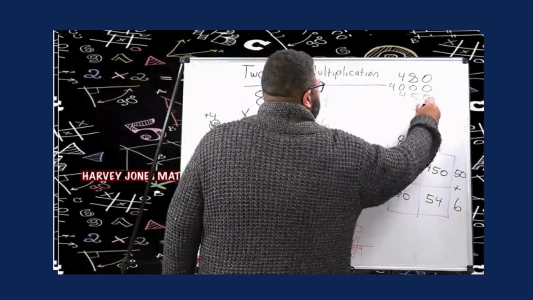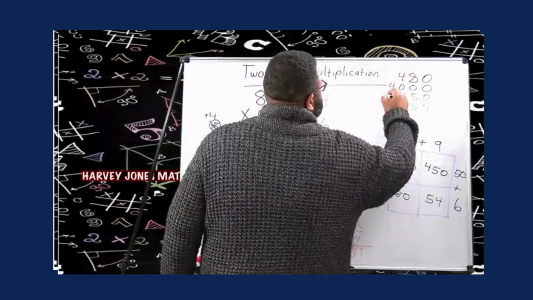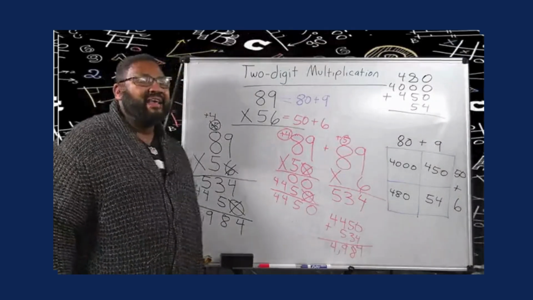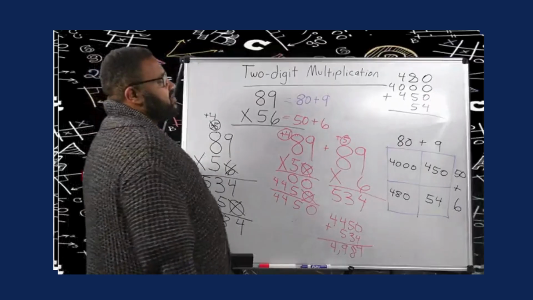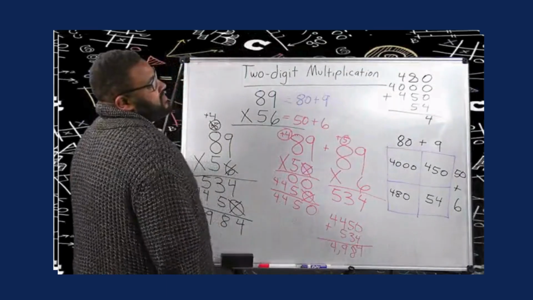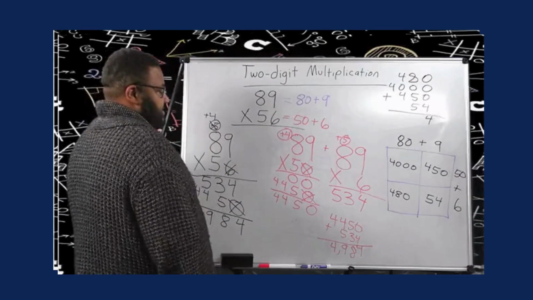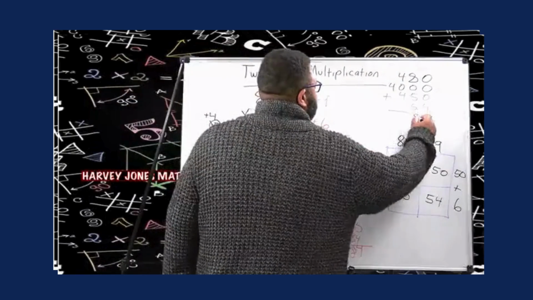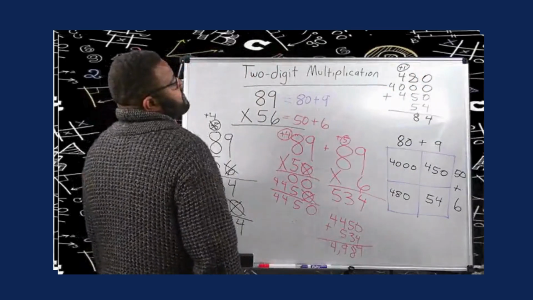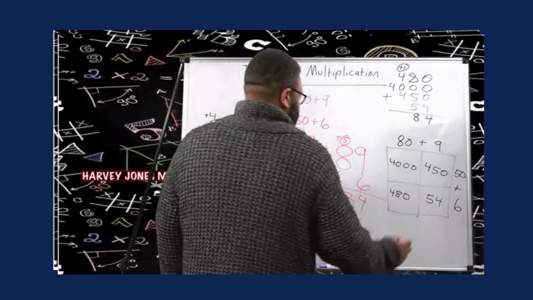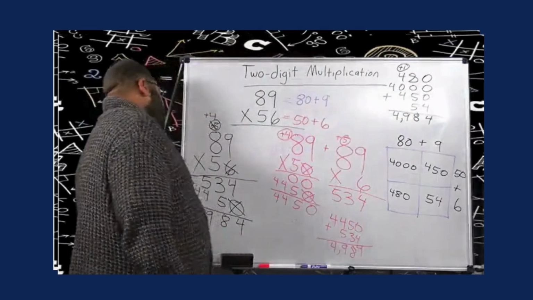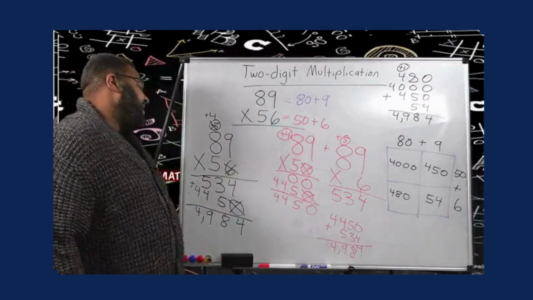And 54. And I'm not subtracting. When we talk about multiplication, we're talking about adding. So 0 plus 0 plus 0 plus 4 is 4. We got 10 plus 8, which is 18. Carry my 1 up here. That's 4 plus 4 plus 1. That's 8, 9. And bring down your 4. Does that look familiar? 4,984.